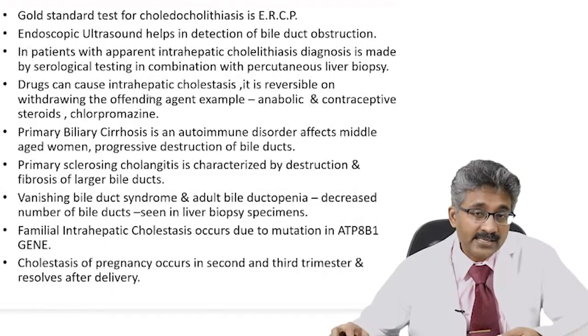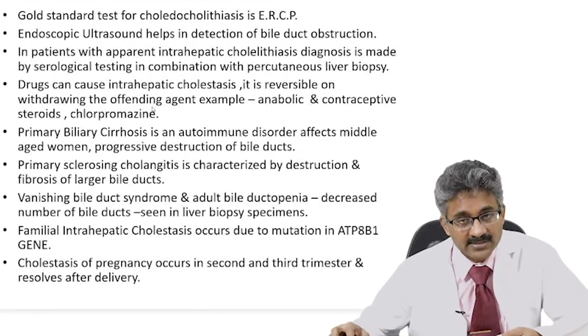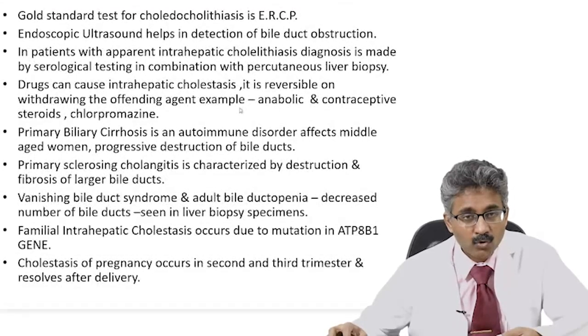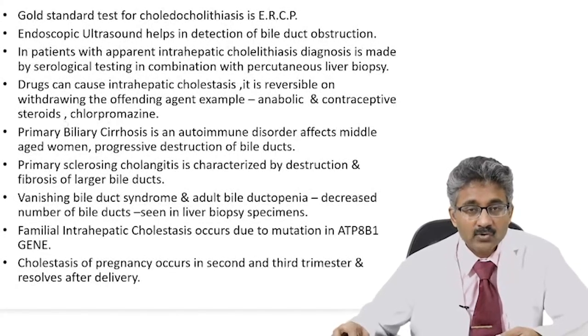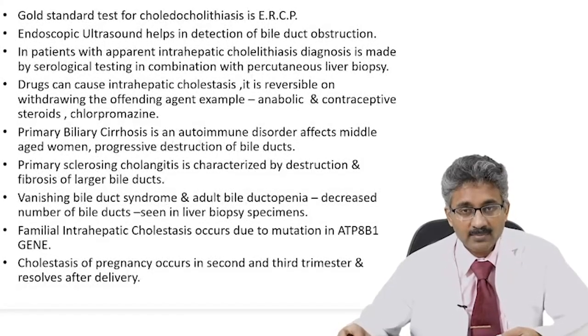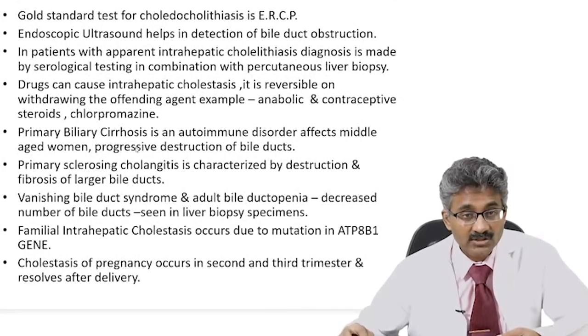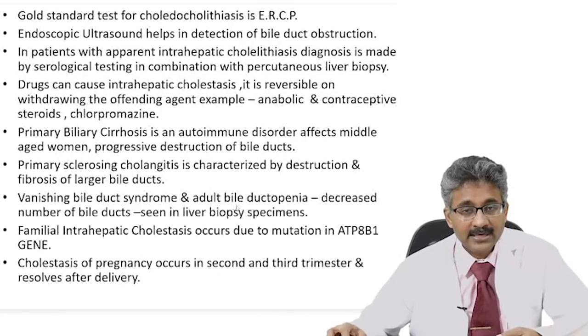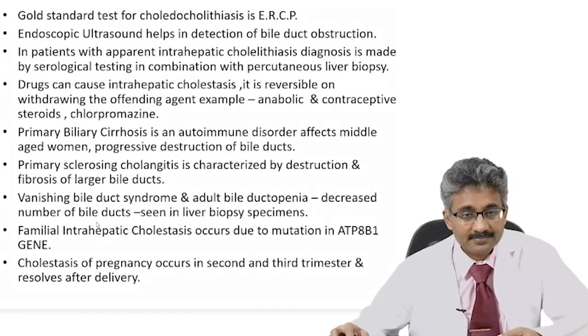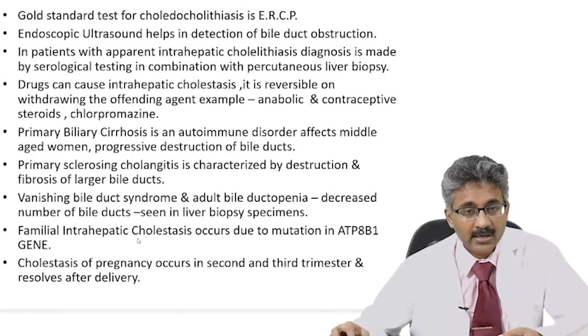Drugs producing intrahepatic cholestasis, if you stop them, it is reversible, like anabolic steroids, contraceptive steroids, chlorpromazine. Primary biliary cirrhosis is an autoimmune disorder. As I told, it comes in middle-aged females with an intractable itching. Primary sclerosing cholangitis is characterized by destruction and fibrosis of the bile ducts. In vanishing bile duct syndrome, there is a bile ductopenia, a decrease in the number of bile ducts. And two inherited conditions, familial intrahepatic cholestasis and benign intrahepatic cholestasis, and cholestasis of pregnancy.